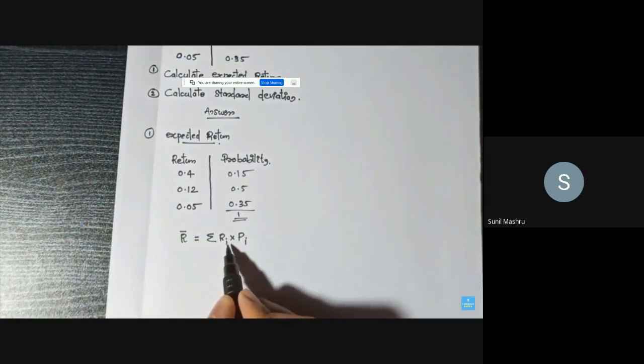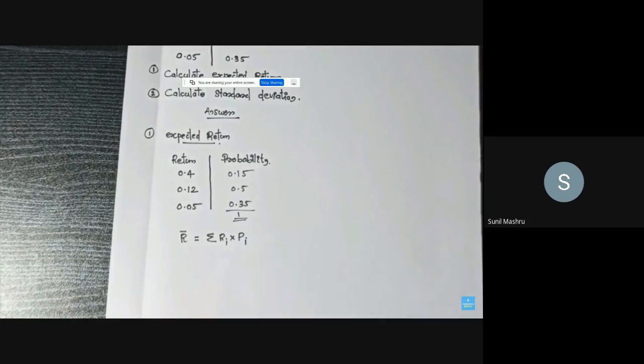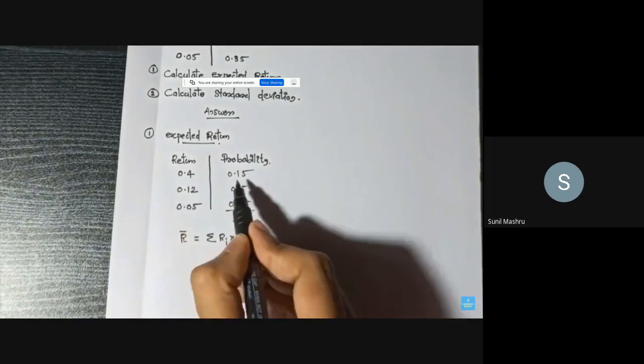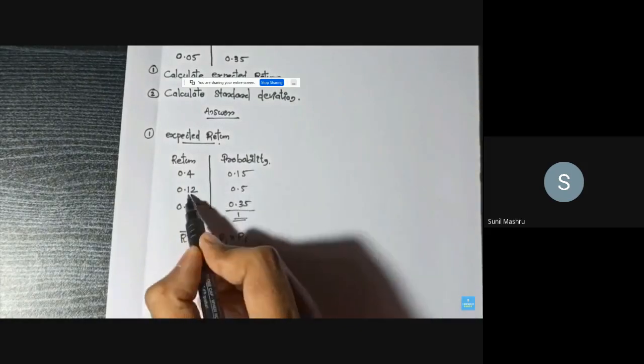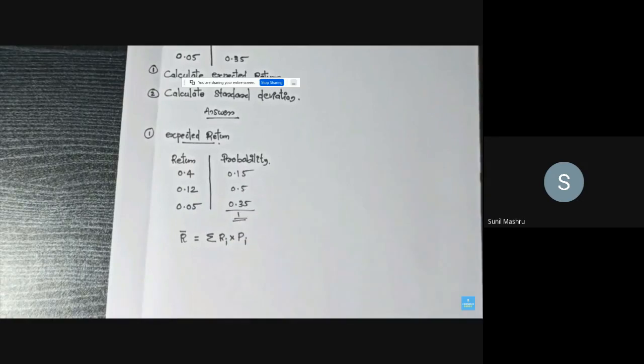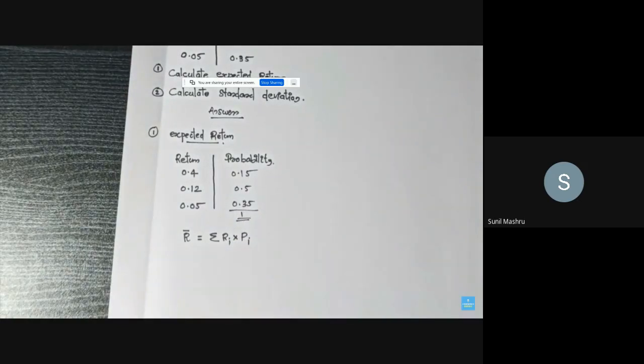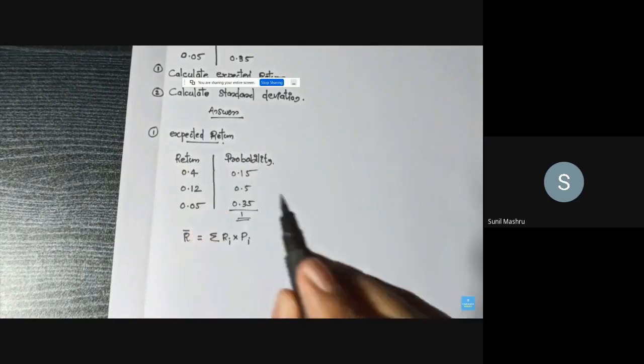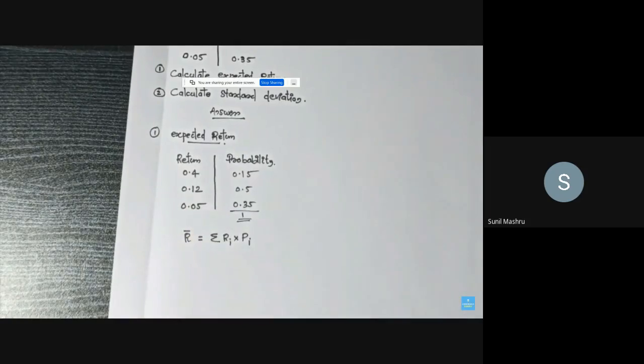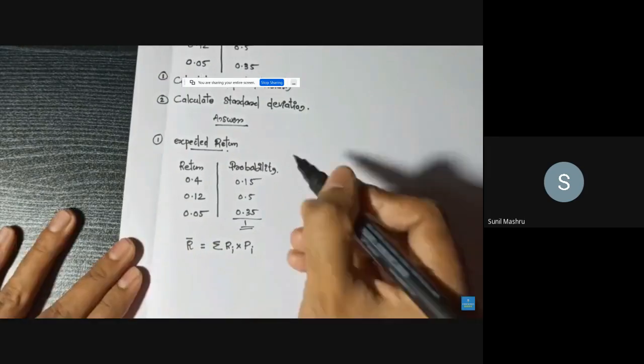So what is this sigma and Ri into Pi? Ri into Pi means multiplying the concerned return with the probability. For example, 0.4 into 0.15, 0.12 into 0.5, like that. That is called Ri into Pi. Sigma means after multiplying the concerned probability with the concerned return, we have to add all these Ri into Pi in order to find out the expected return. I am going to show you that.